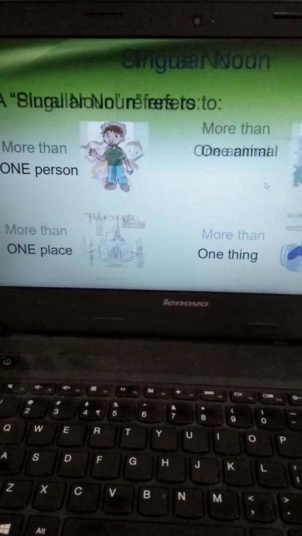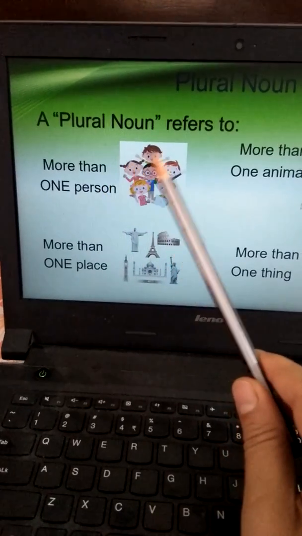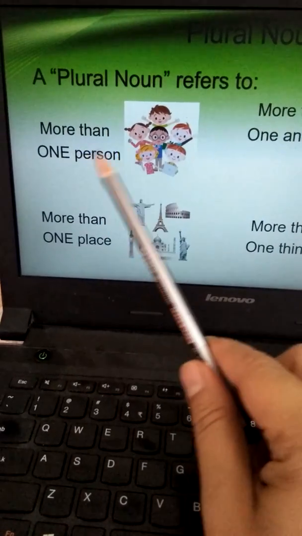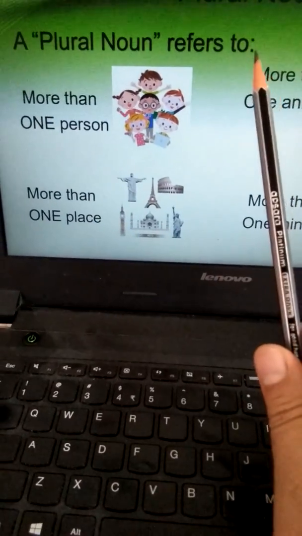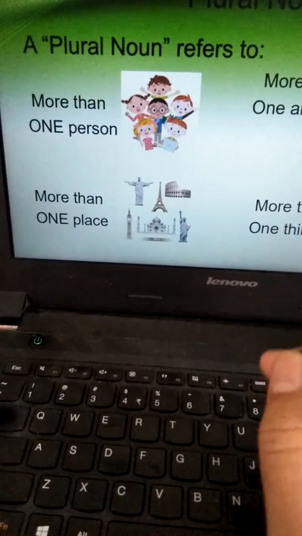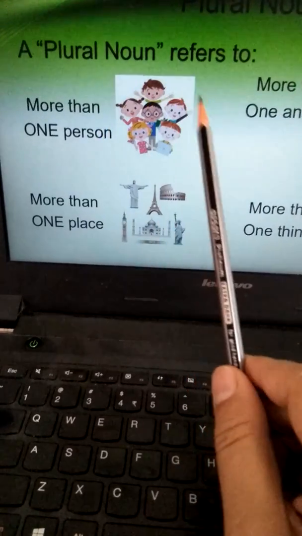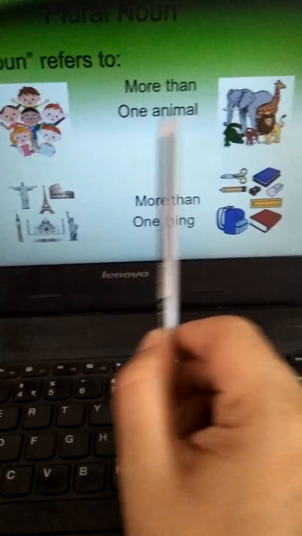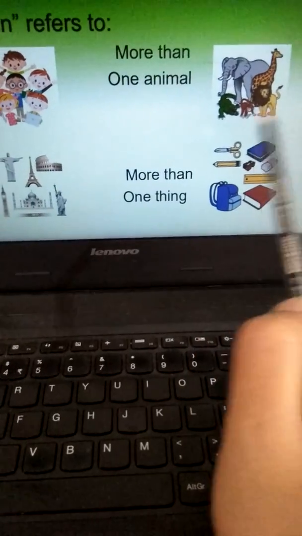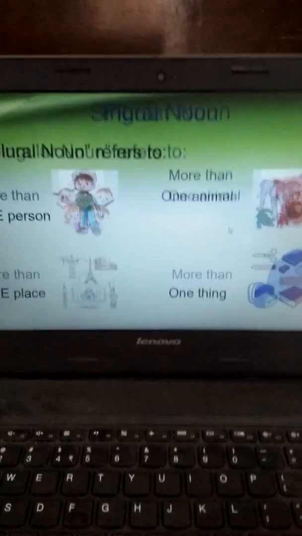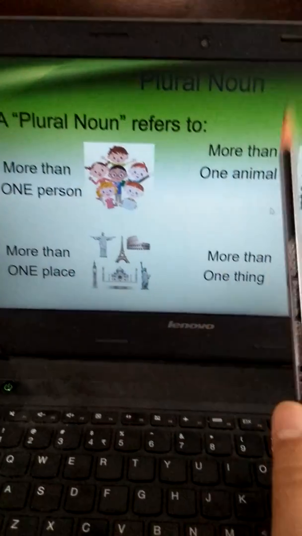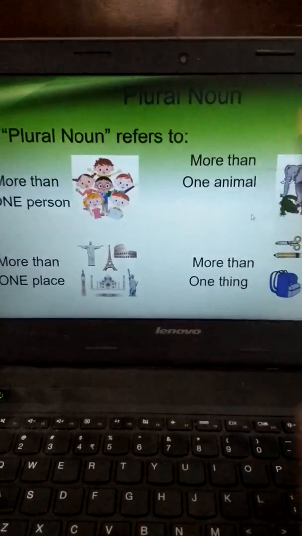What is a plural noun? A plural noun refers to more than one person. It can be two or it can be more than two, but it should be more than one. So whenever it is more than one, it becomes a plural. More than one animal, more than one place, and more than one thing. So singular refers to one and plural refers to more than one.